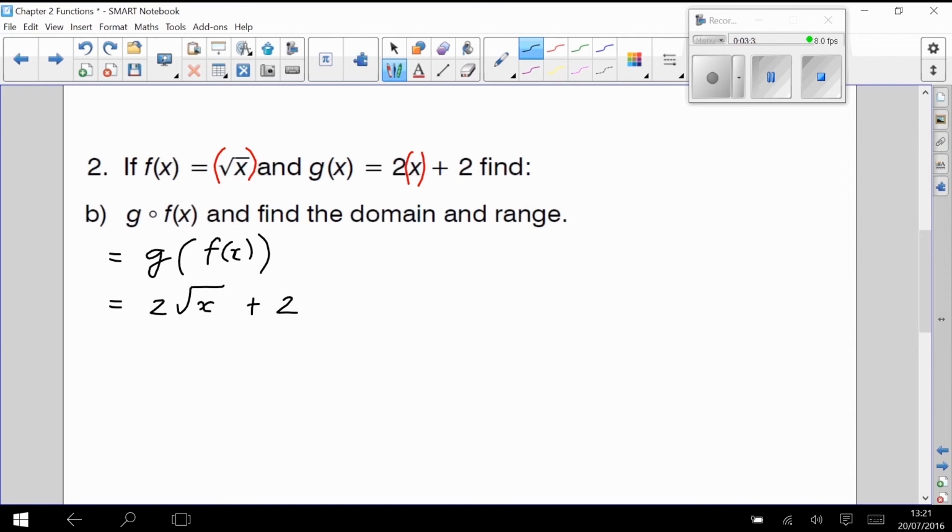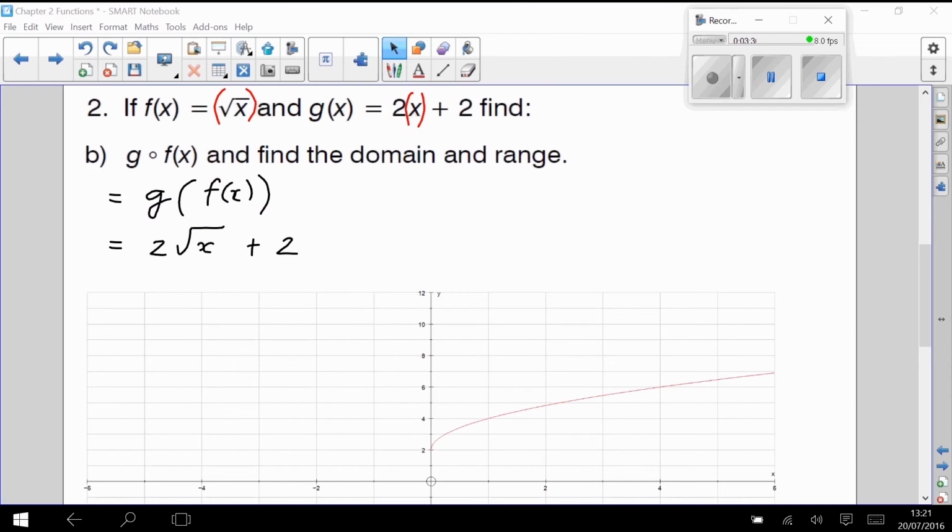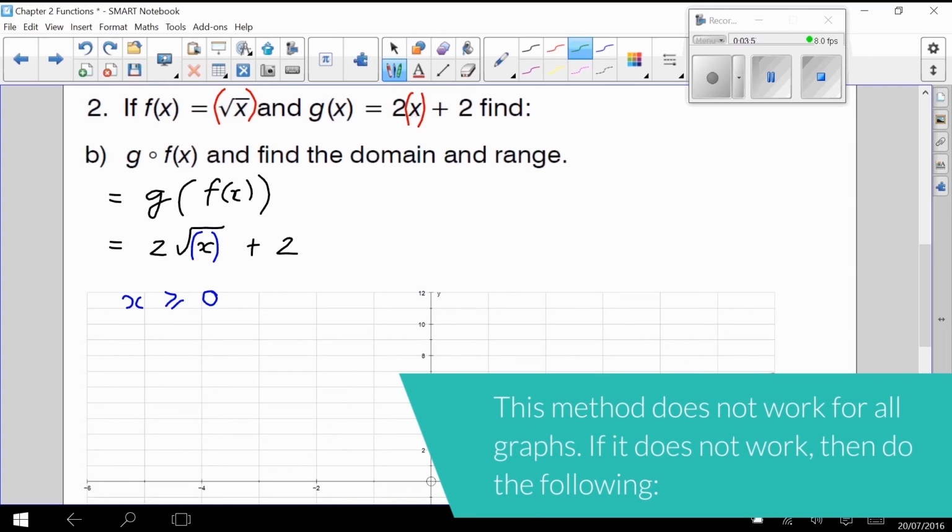Let's now take a look at the domain and the range of this graph. Once again, looking first at the domain, remember that your domain is restricted by this number underneath the root. That number for x had to be greater than or equal to 0. So you can see straight away that your domain is going to be from 0 all the way up to infinity.